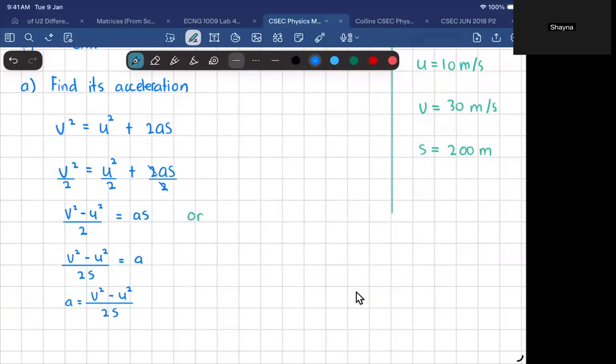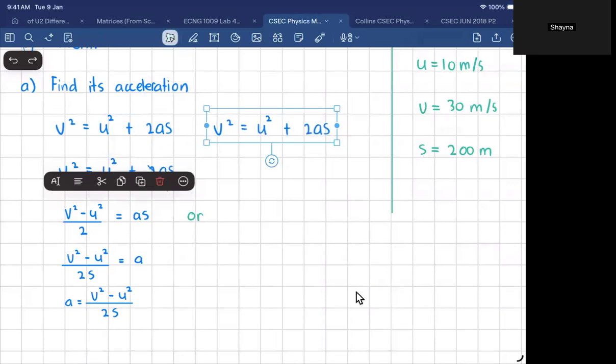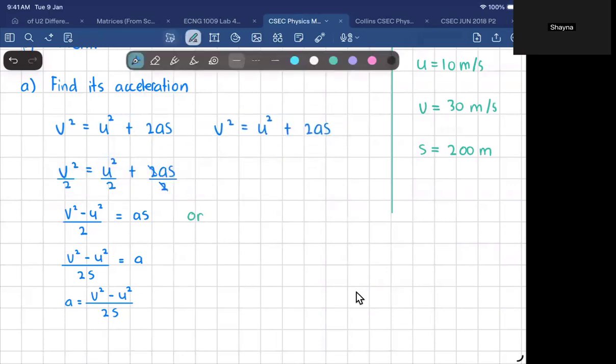You can move across the u squared. Let me start off with the original thing. So I'll move across the u squared, minus u squared. Right, so that's going to become v squared minus u squared is equal to 2as. And then all I'm going to do is just divide both sides by 2s.